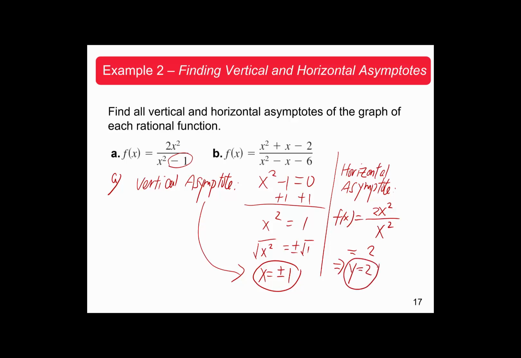Right here, when the power of the leading term on top and the power of the leading term on the bottom are the same, the quotient of the coefficients becomes the horizontal asymptote. Okay, that's a general guideline to find a vertical and horizontal asymptote.